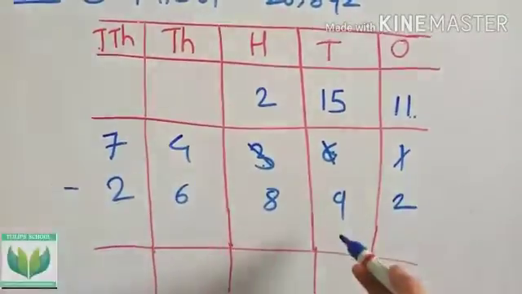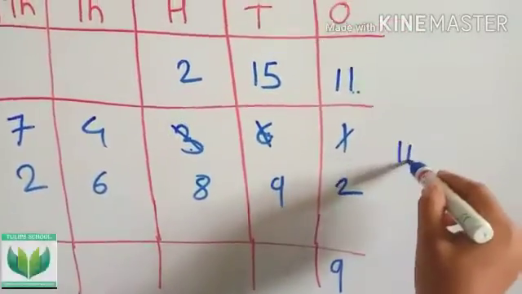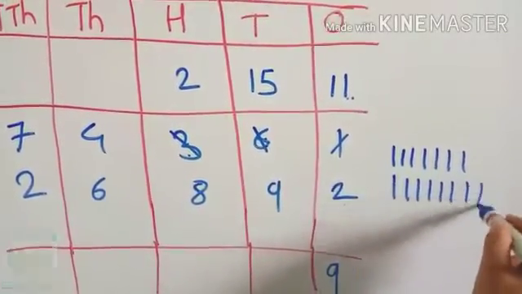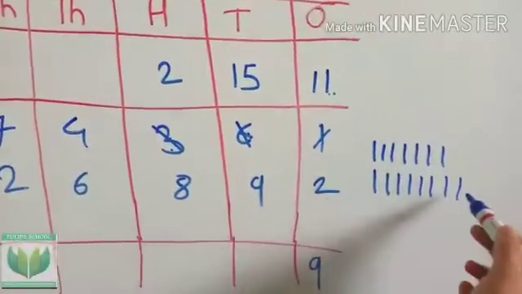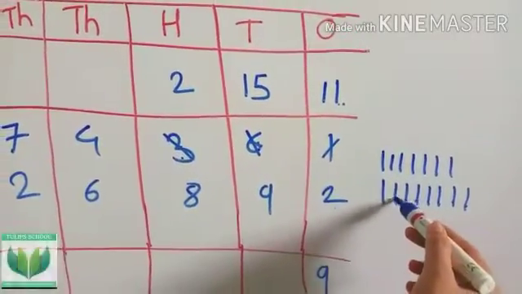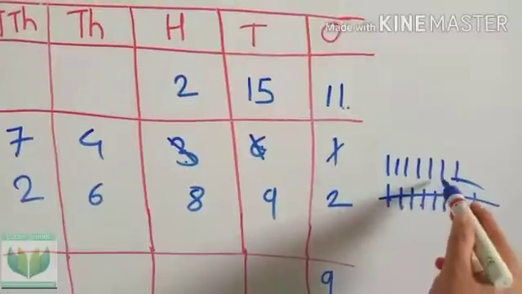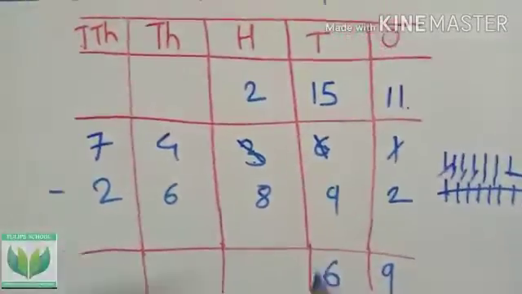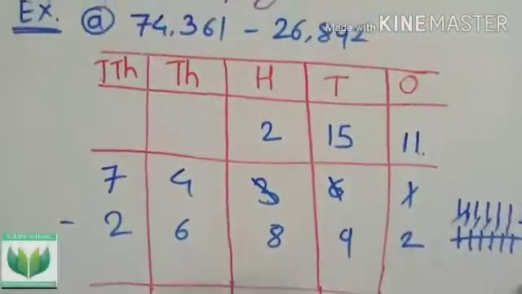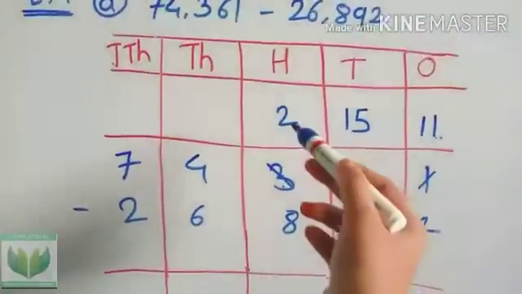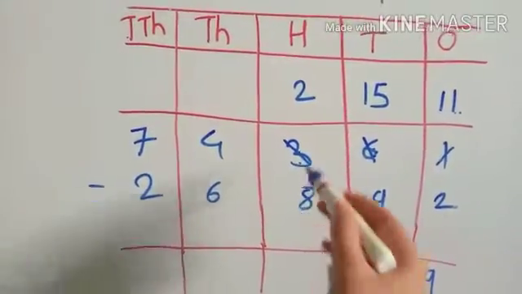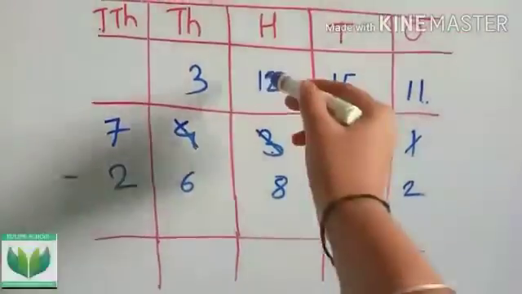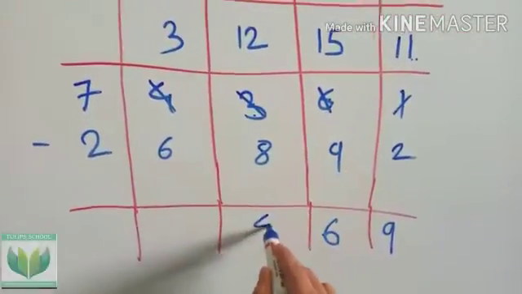Now here 15 minus 9. 1, 2, 3, up to 15. How many do we have to cut? 9. 1, 2, 3, 4, 5, 6, 7, 8, 9. Remaining 1, 2, 3, 4, 5, 6. Okay. Now again the hundreds place. 2 minus 8, is it possible? No. We have to take 1 from the 4. Now here it becomes 3. Now 12 minus 8, remaining we know that 4.